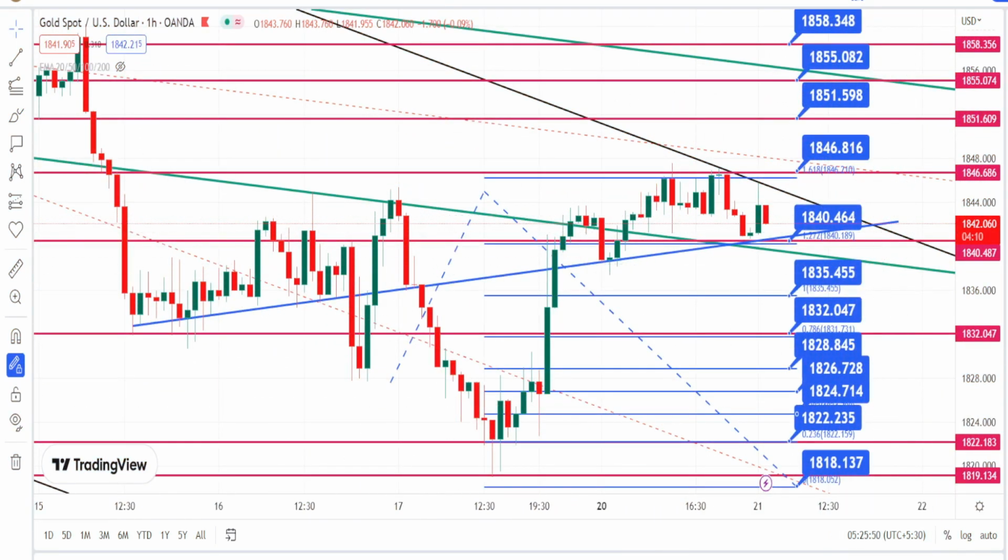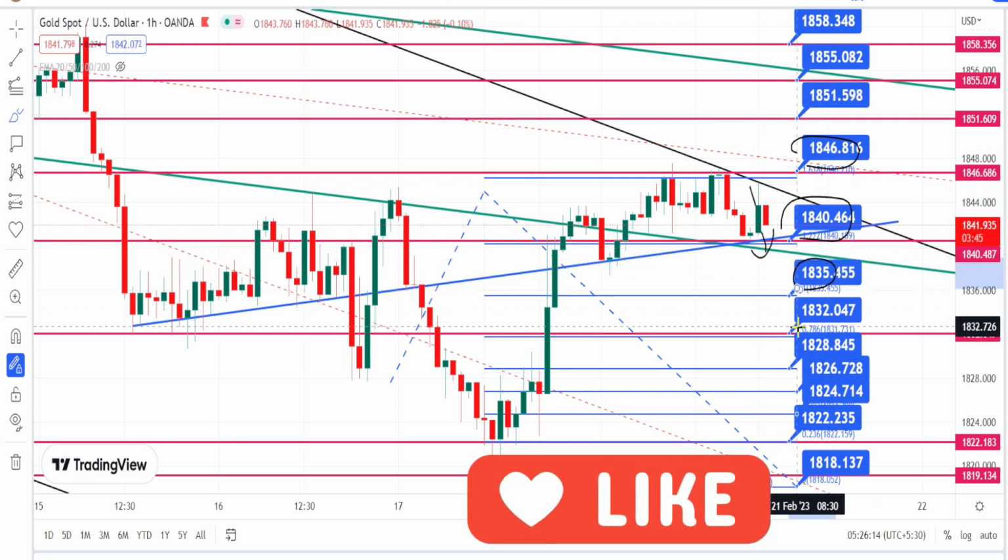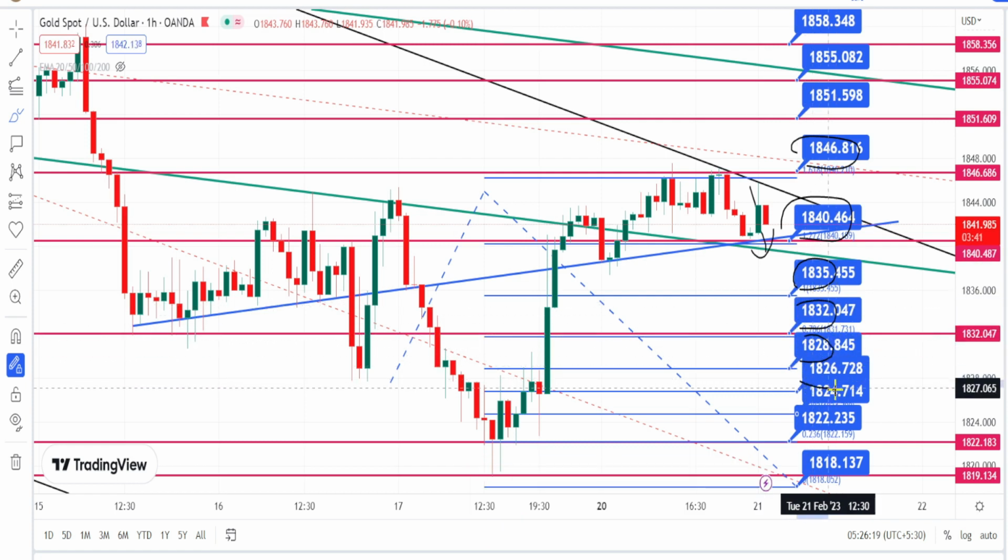So the values within these blue color boxes are the resistance and support levels for the current price action in the hourly time frame. Currently, the price action is trading between the support level of 1840 and the resistance level of 1846 in the hourly time frame. Once the price action breaks the support level of 1840, the next levels of support are going to be around 1835, 1832, 1828, 1826, 1824, 1822 and 1818.